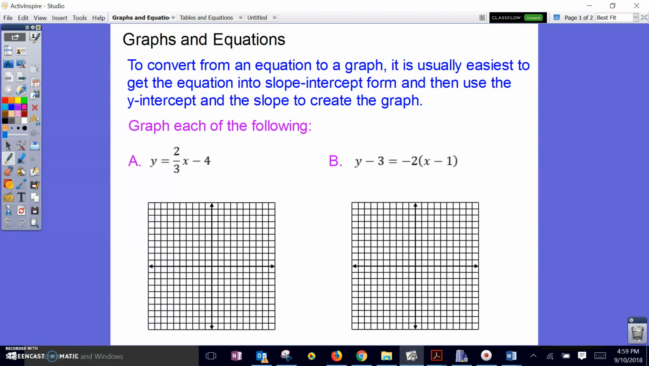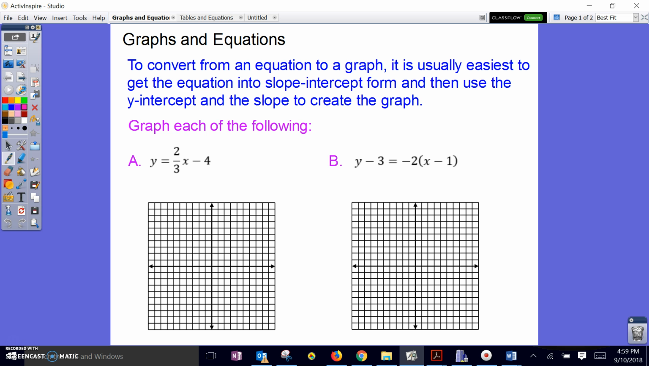Alright, welcome back everybody. In this video we're going to look at, again, how we convert back and forth with various types of linear relationships. This video is going to focus on converting back and forth between graphs and equations. We're going to start by going from an equation to a graph.